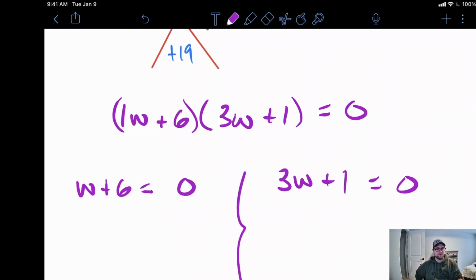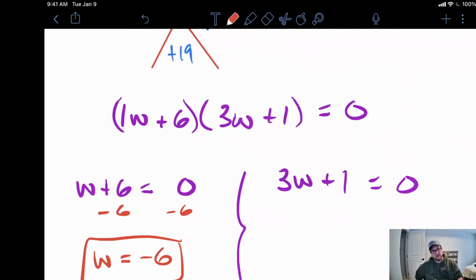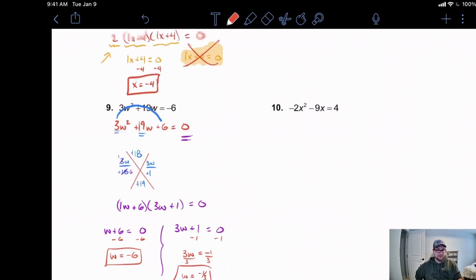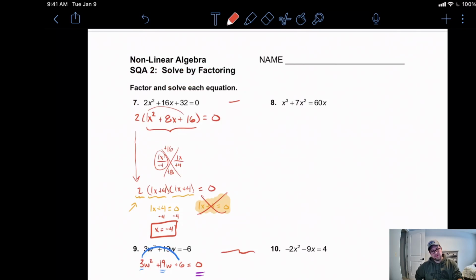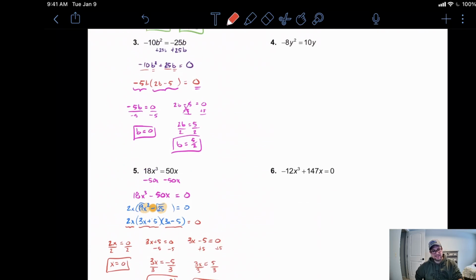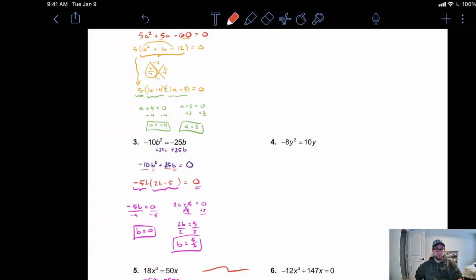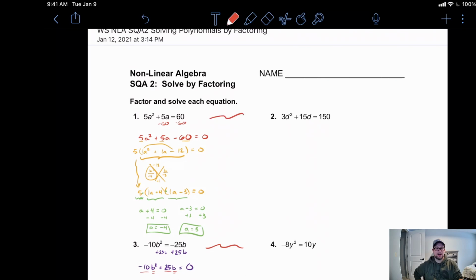To solve this, I'm going to first start by subtracting 6 from both sides. I'll get w equals negative 6. And on the other side, I'm going to subtract 1, 3w equals negative 1. And then I'm just going to divide by 3 and divide by 3. And look, w is equal to a negative 1/3. And we are done. With that being said, I think that gives you a pretty good example. I believe all the problems are going to be fairly synced up, meaning whatever I did on the example problem will be similar to what you need to do on your homework problem.